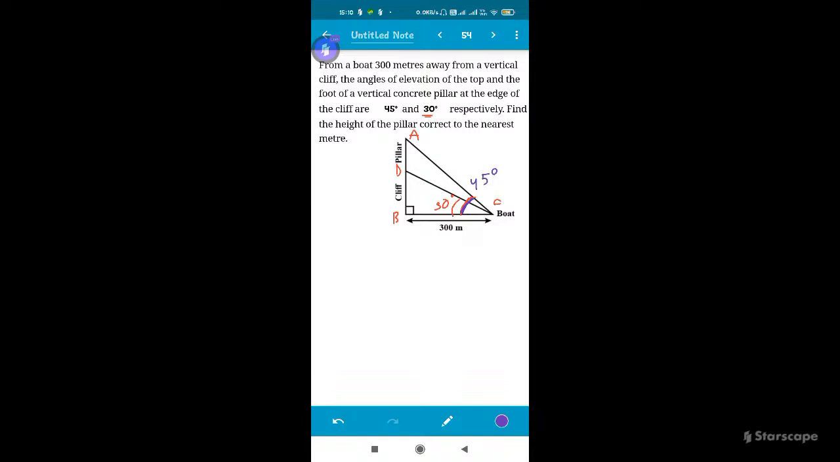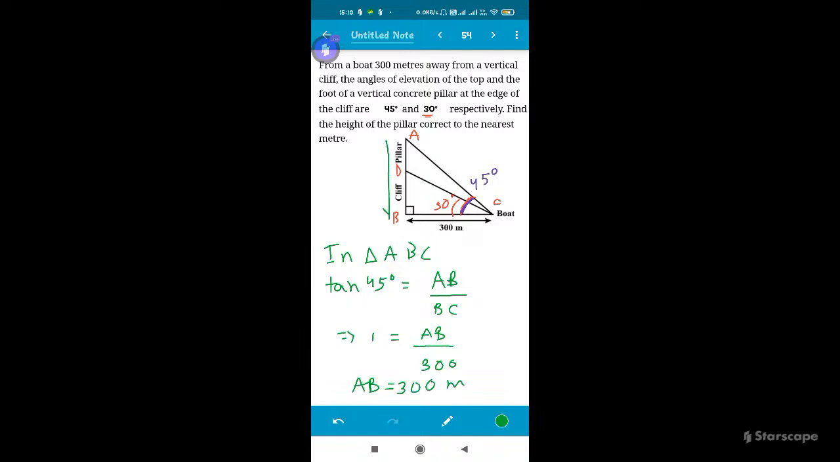Okay, so let us do it. A very simple question. So again we are going to consider two different triangles in order to solve. So in triangle ABC we have tan 45 degrees is equal to your height AB by BC. Okay, so tan 45 degrees is 1. Your AB is not given to you, but your BC is given as 300. So your AB also comes up to 300 meters. Okay, this entire thing is 300.